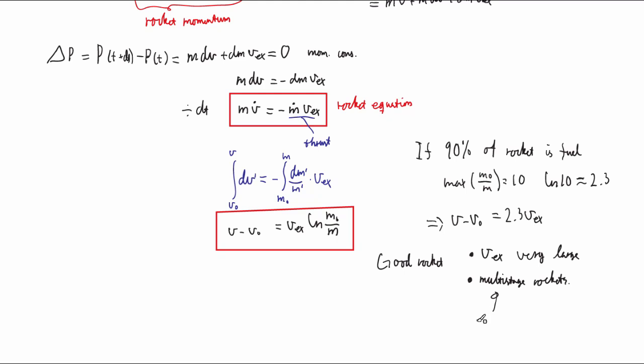So the question for you to ponder until class is, why do multi-stage rockets help improve rocket performance? And so there is a reason, of course, why real rockets have them, and that's the reason I want you to come up with.